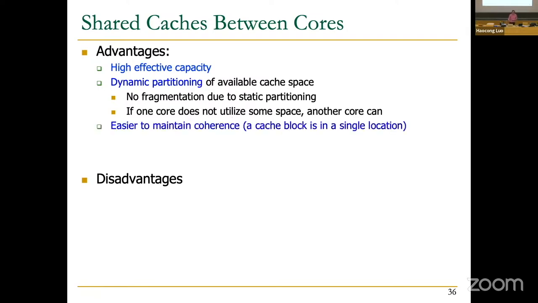And it's also easier to maintain coherence. We're going to talk about that. Because a cache block is in a single location, right? It's not replicated across caches, which means that if one processor updates it, it's fine. Everybody sees that update because it's shared, right? So that's good. And we're going to see coherence a little bit more.